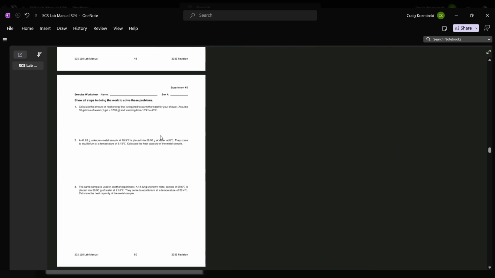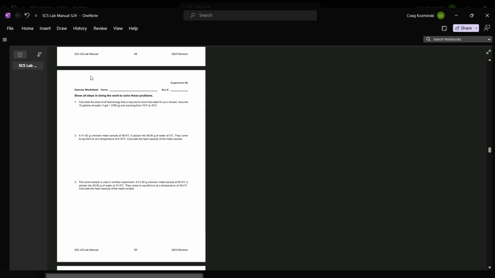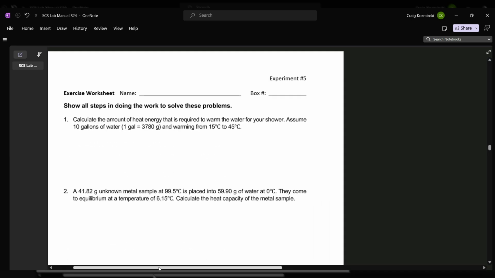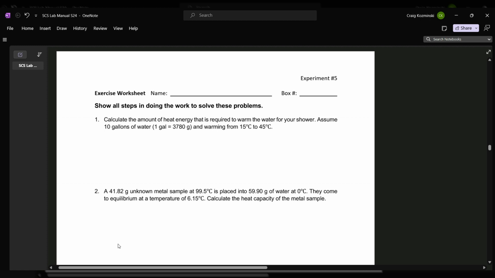Finally, there are some exercise worksheet problems. I'm going to zoom in on our notebook here to try to help you get started on these. In question 1, it says calculate the amount of heat energy that is required to warm the water for your shower. If you assume that you have 10 gallons of water and we are going to warm the temperature of the water from 15 to 45 degrees Celsius.